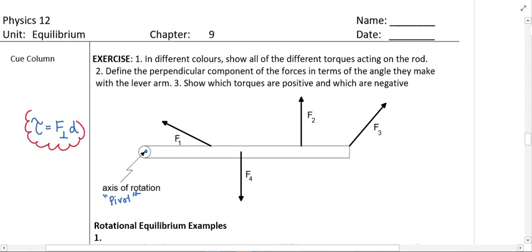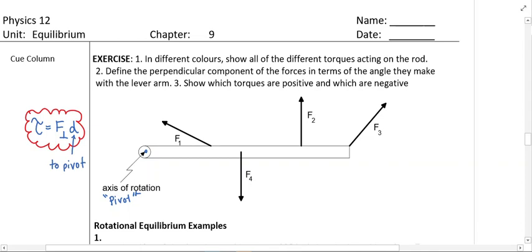But for what we're doing right now, I think it's going to be slightly easier just to recognize that we want the perpendicular component of the force times the distance that we are from the pivot point. This is the distance to the pivot point. To pivot.